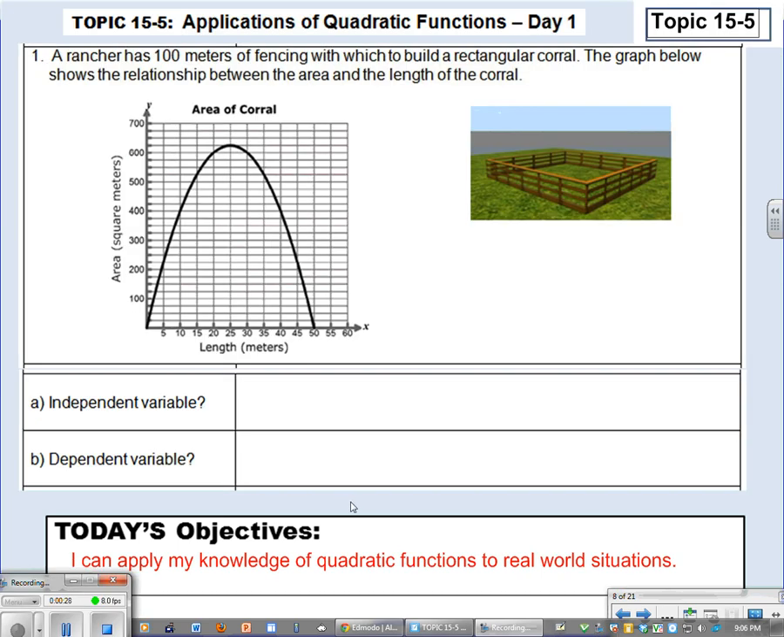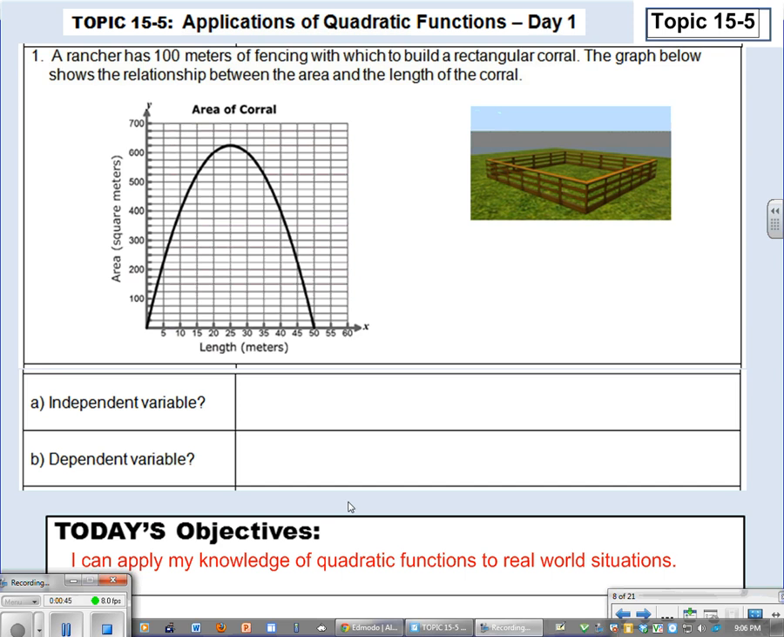Today we're going to talk about applications of quadratic functions. Our first example is, a rancher has 100 meters of fencing with which to build a rectangular corral. The graph below shows the relationship between the area and the length of the corral.